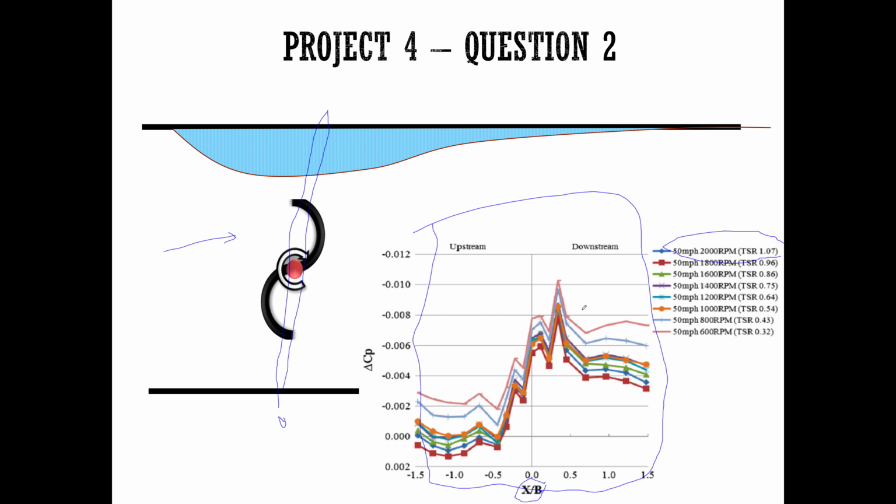It'll also be interesting to see what the blockage effect is at higher speed, or at the higher CP variation. It's interesting to see that the higher variation in CP occurs at a lower tip speed ratio and at a lower RPM of the turbine. So again, it's pretty interesting. All right, so this is what you have to do for question 2. Again, if you have any questions, just let me know.